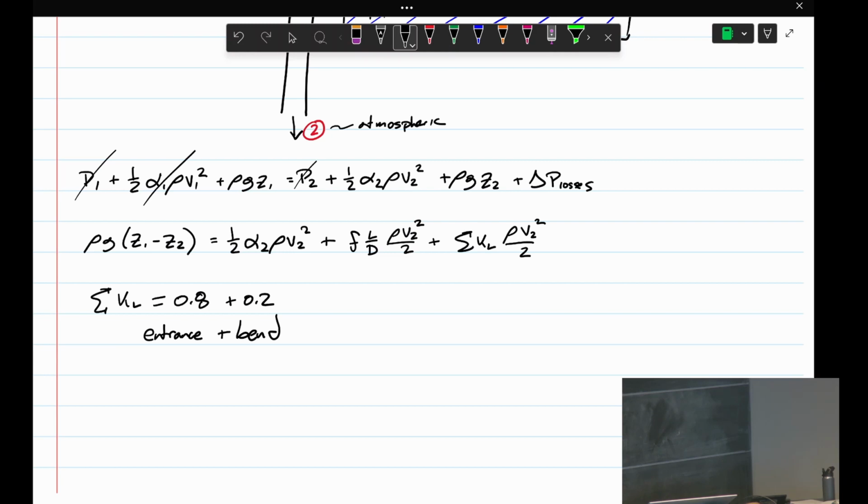Yep. Is V2 the average? Yes. So the extended Bernoulli equation is always in terms of averages. If there's an alpha in your equation, that's to correct for the fact that we're using averages, not a maximum or streamline velocity. Any other questions? Okay.